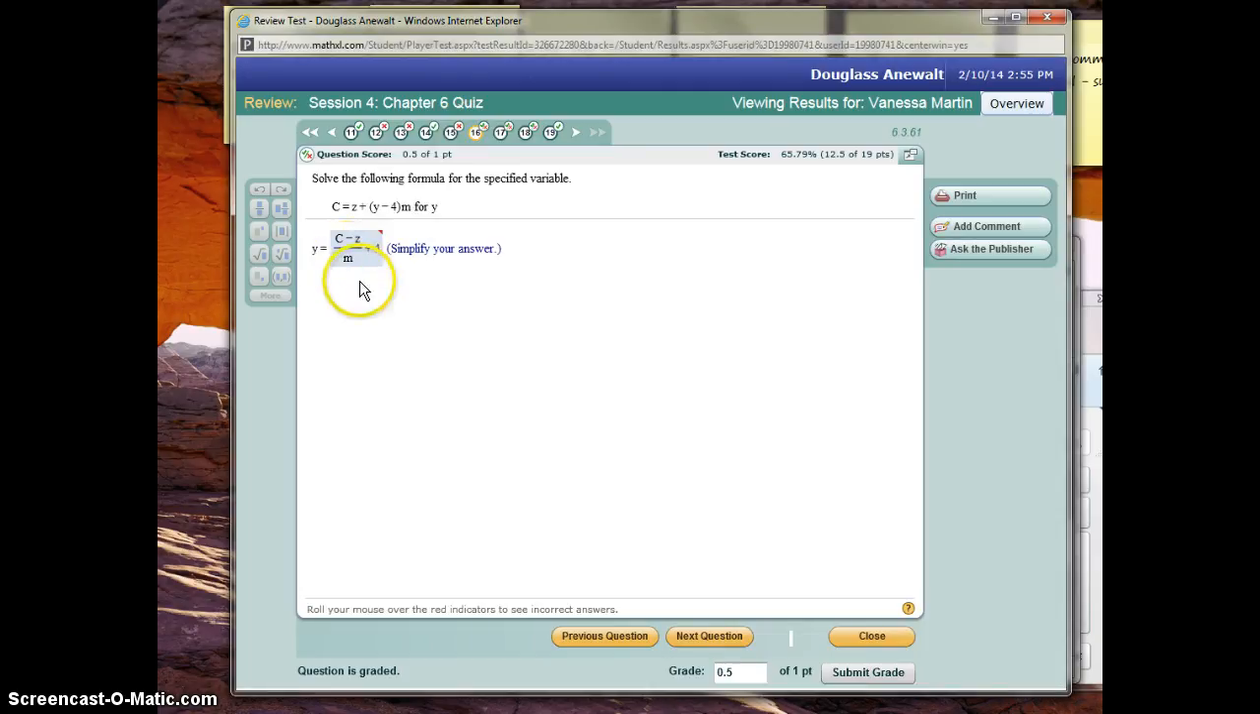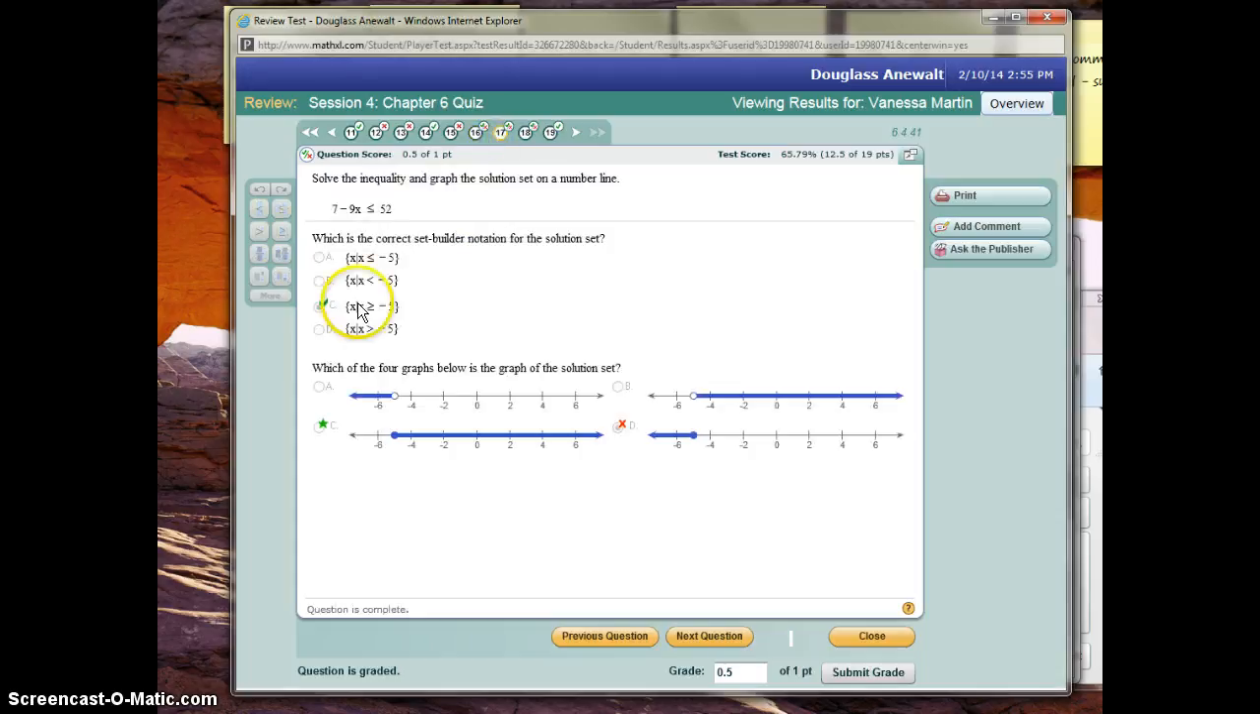On this one I gave you half a point back. You should have simplified further. If you answered c plus m plus 4, and then your other fraction was minus z over m. Two fractions there with the same denominator, you can combine those to just get c minus z over m. So I gave you half a point back because you did a lot of it right, you just didn't get all the way simplified. On this one, you have the right thing checked here.